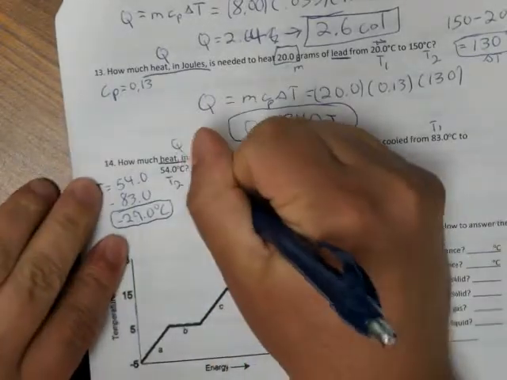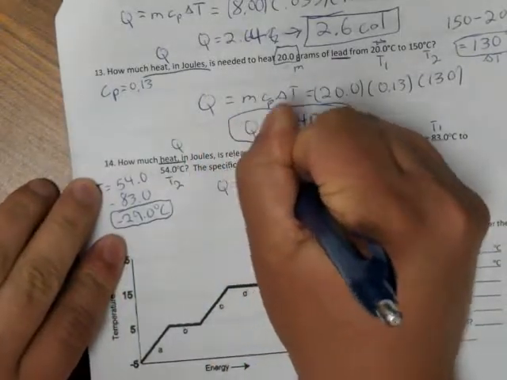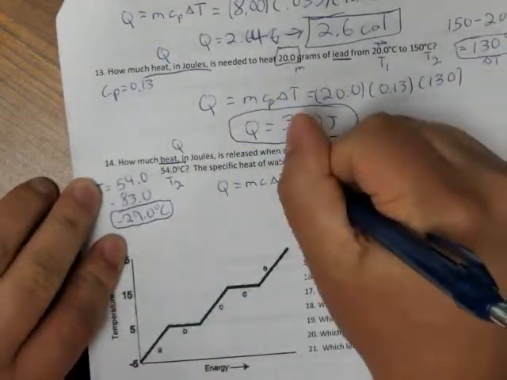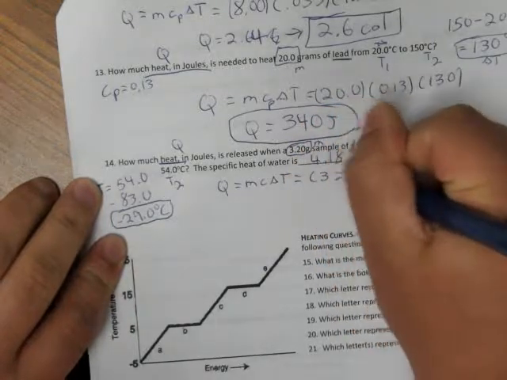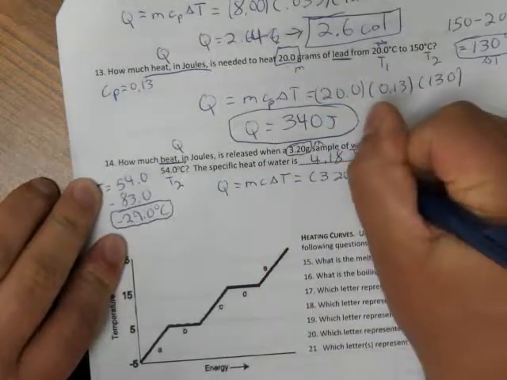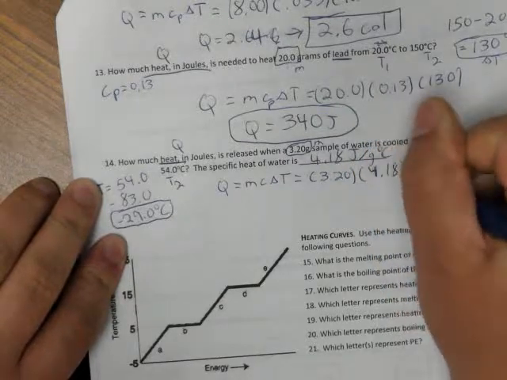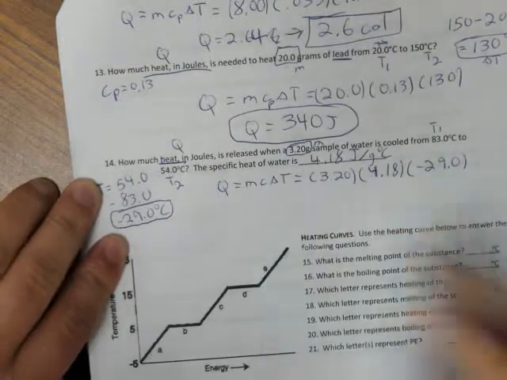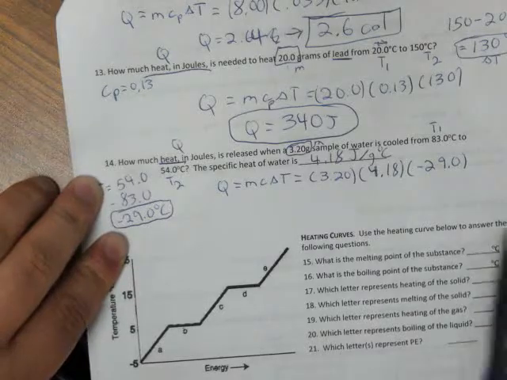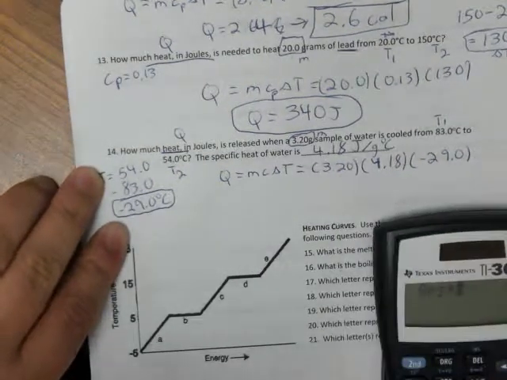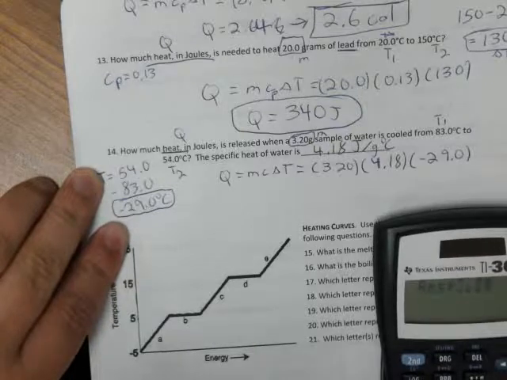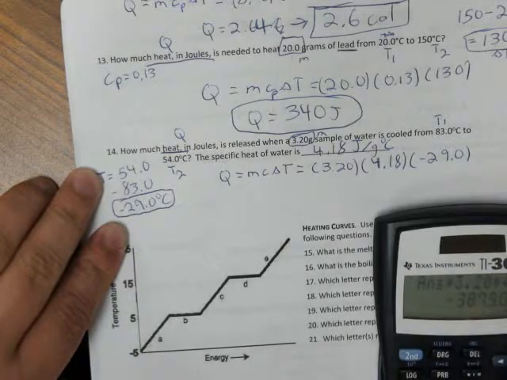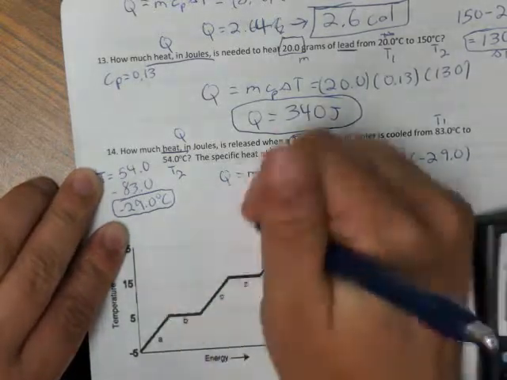All right, so we can go ahead and calculate Q equals m c delta T, and we can plug in our given numbers. So 3.20 grams times specific heat of 4.18 times a temperature difference of negative 29.0, and then we go ahead and get an answer from our calculator. I already had negative 29 in there, so I'm just going to multiply that times 3.20 times 4.18. Okay, we've got an answer of negative 387.904.